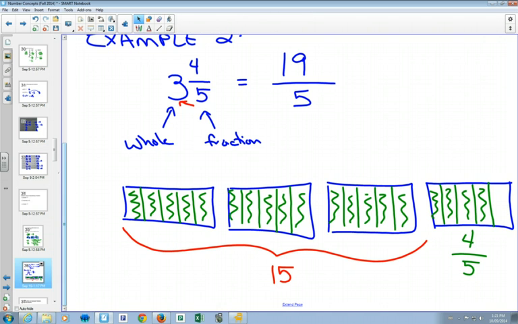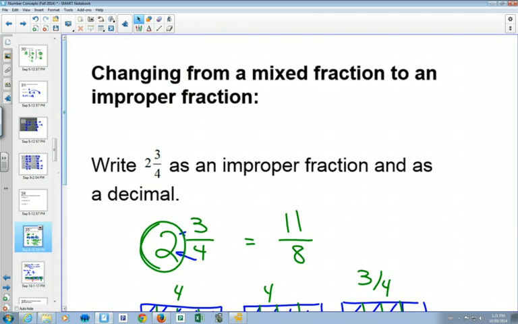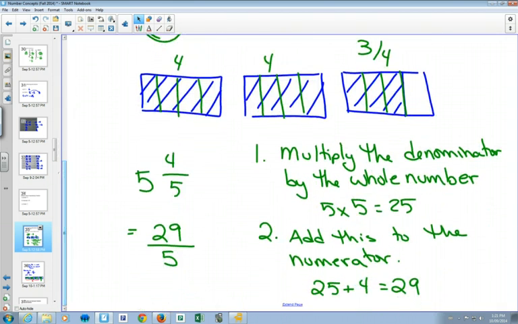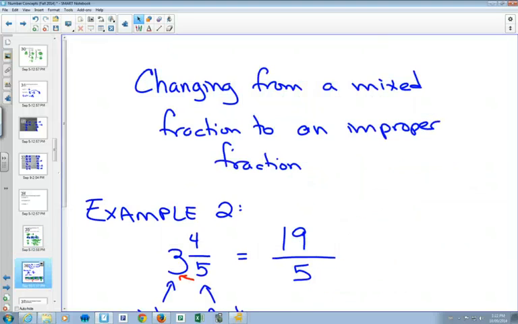I'll go back to yesterday's slide. Right? You multiply the denominator by that whole number. So here we did 5 times 5 and got 25. Then you add it to the pieces, the 4 that's left over, and you got 29. Same thing we can do here.